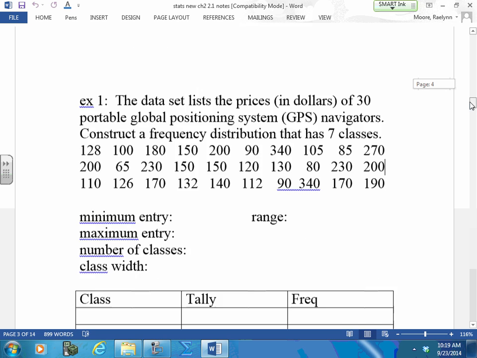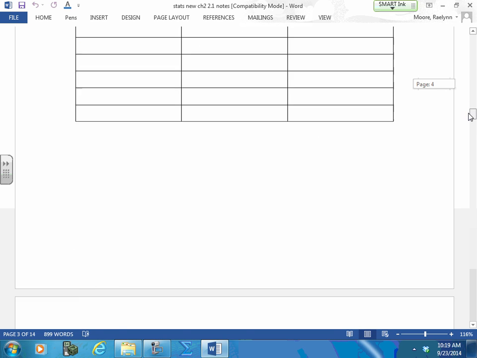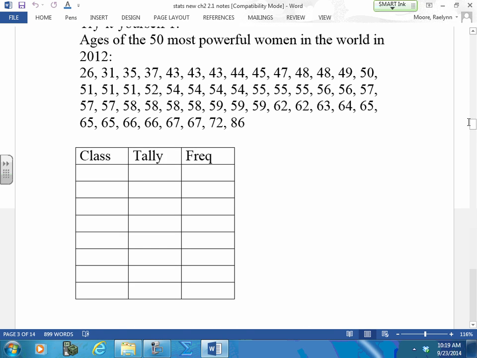So in your chart, let's get to your chart.